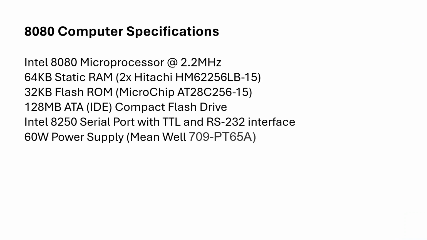Let's start by reviewing the 8080 computer specifications. In this machine, there's an Intel 8080 microprocessor, which is clocked at around 2.2 megahertz. There's 64 kilobytes of static RAM, a 1 to 32 kilobyte flash ROM, a 128 megabyte ATA compact flash drive, an Intel 8250 serial port with TTL and RS-232 interfaces, and a 60-watt power supply providing +5, -5, and +12.